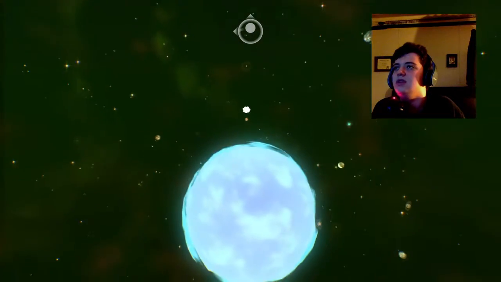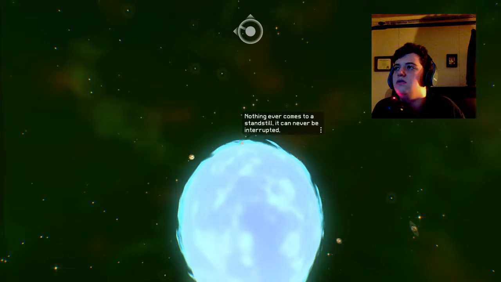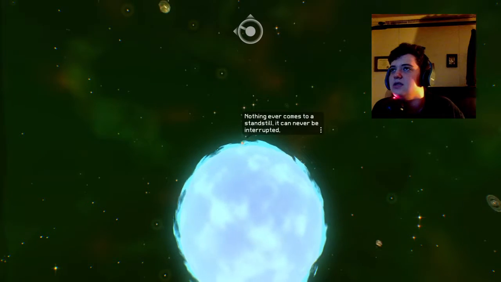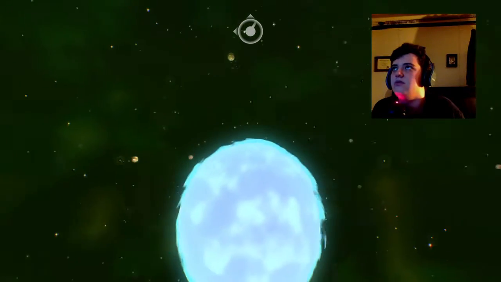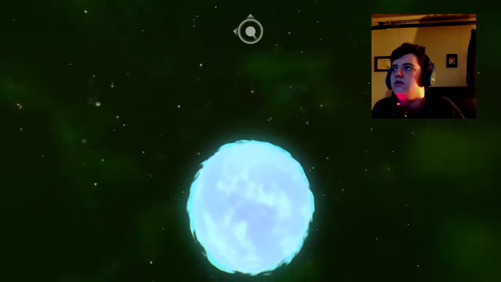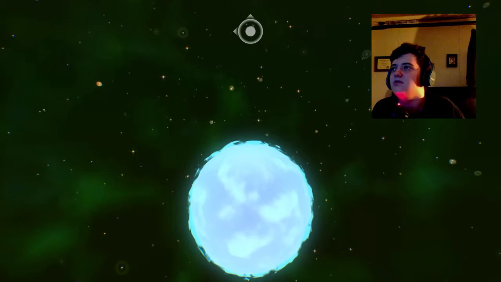There's so many planets around this one star. Why are they moving so fast? Like, these moons are moving insanely fast.